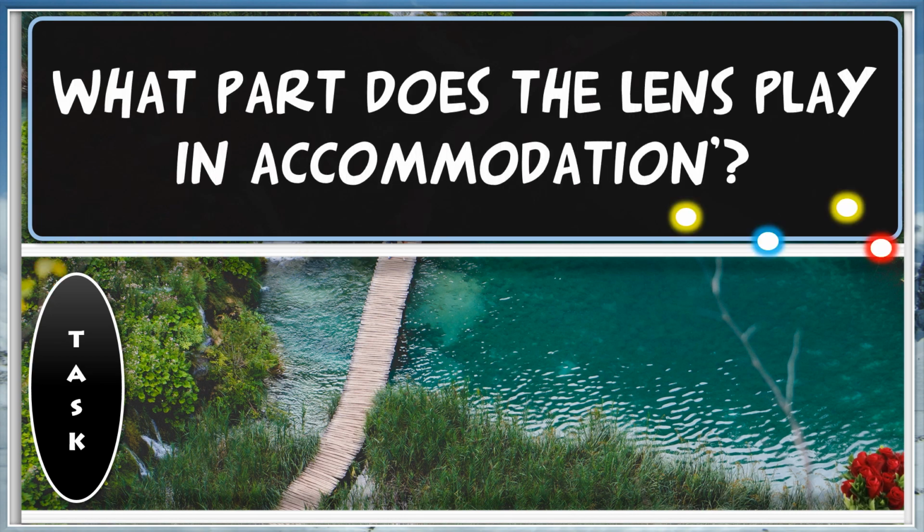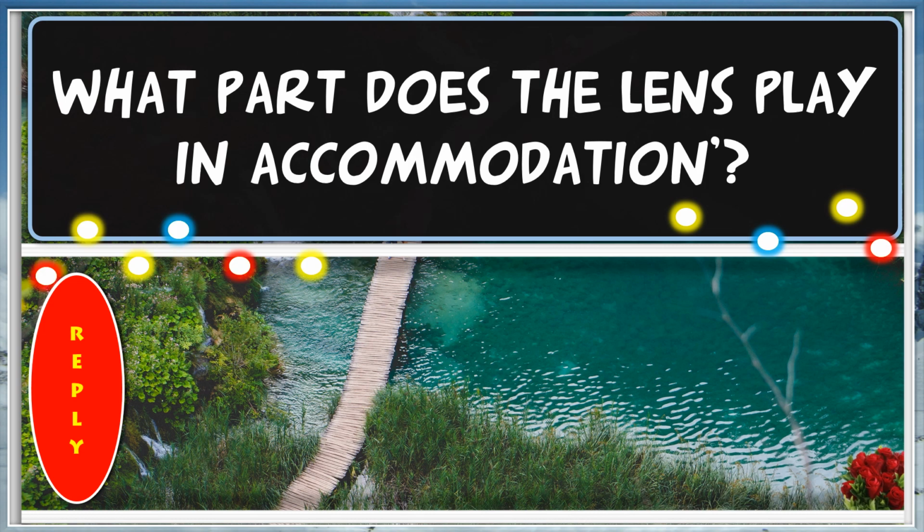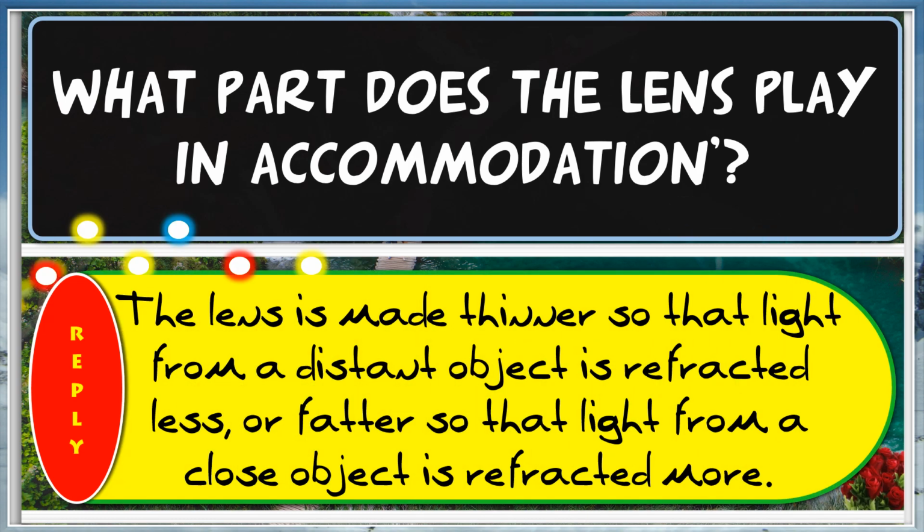What part does the lens play in accommodation? The lens is made thinner so that light from a distant object is refracted less, or fatter so that the light from a close object is refracted more.